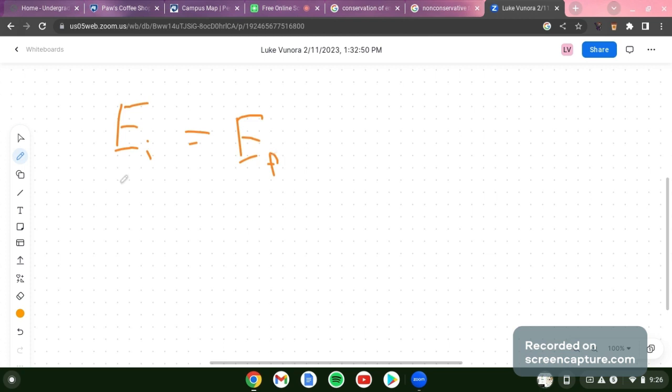So it's just transferred. This can be broken down into U initial, which is potential energy, plus K initial, which is kinetic energy, equals U final plus K final. This is the equation we end up using for E_i equals E_f, just broken down. And then we move on to the non-conservative forces.